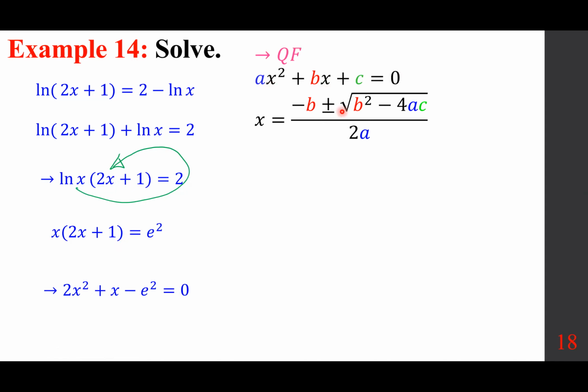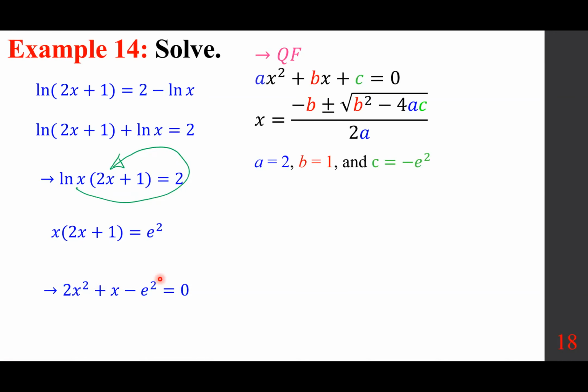x is minus b plus or minus the square root of b squared minus 4ac, over 2a. We are going to use that. So if we are going to use that, quickly, we want to know what a, b, c are. Okay, so a is 2, b is positive 1. This whole thing, minus e squared, is a number. That's the value of c.